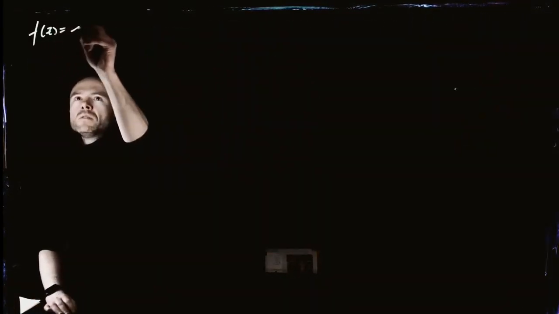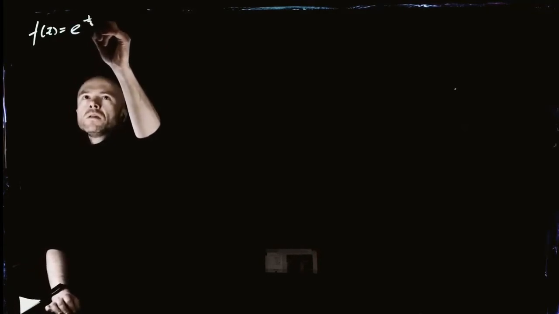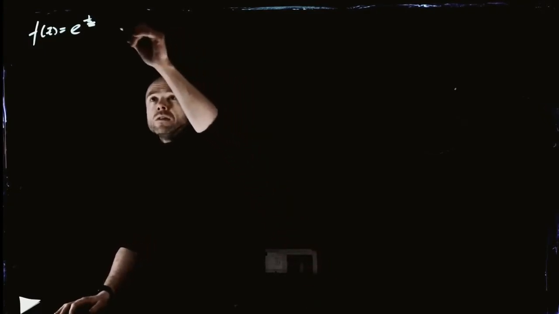This is our function, f of z equals e to the 1 over z. Tell me about the kind of stuff it does as we approach 0. What does it do? Let's think about what e does. So what is e?